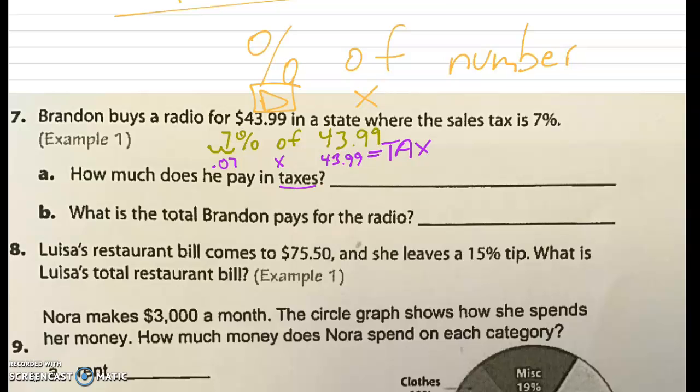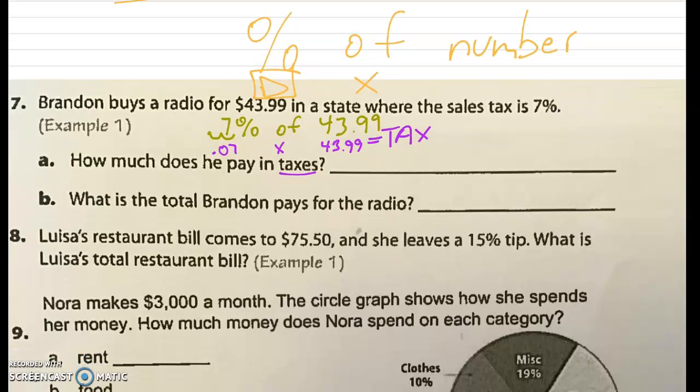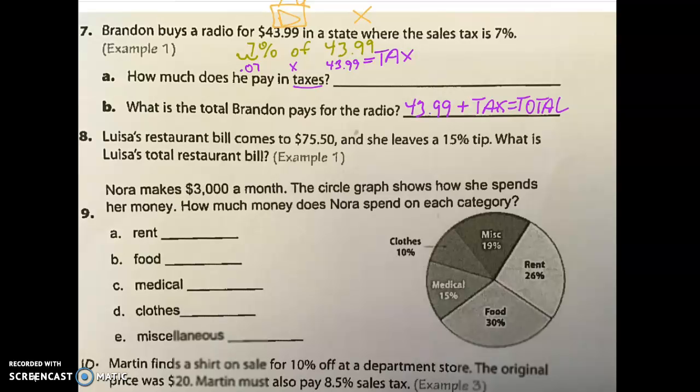And then what is the total? So the total, you would take $43.99 plus tax equals total. Okay, now you have to figure that out. The answer for B is not $43.99 plus tax equals total. Okay, that's what you actually have to do. So answer A and answer B.